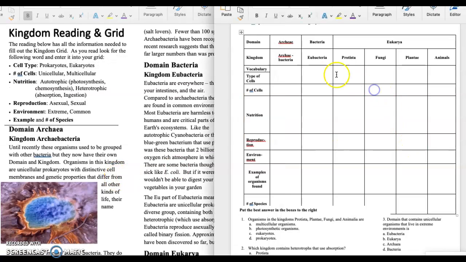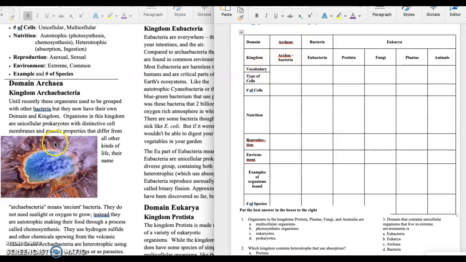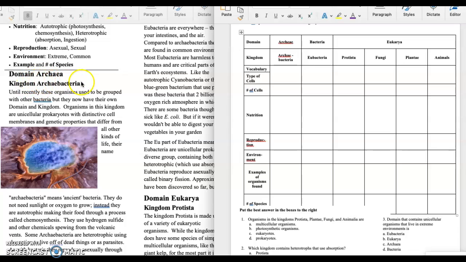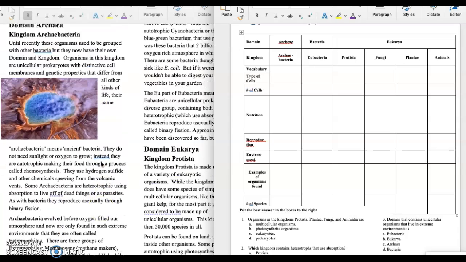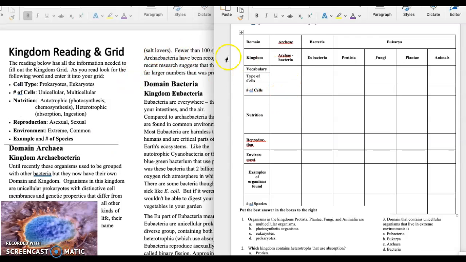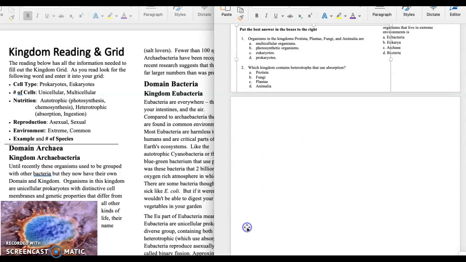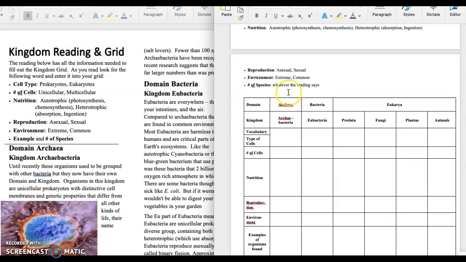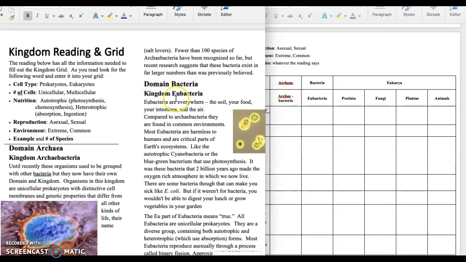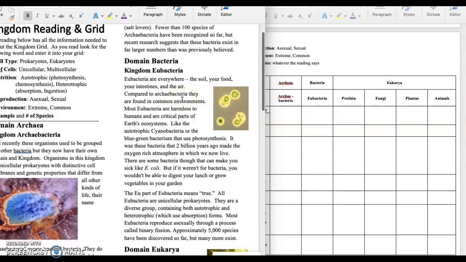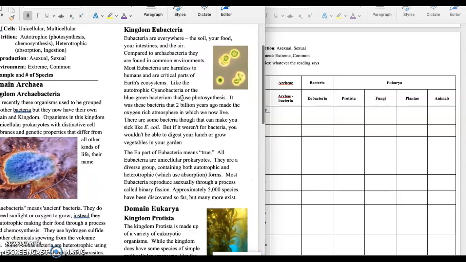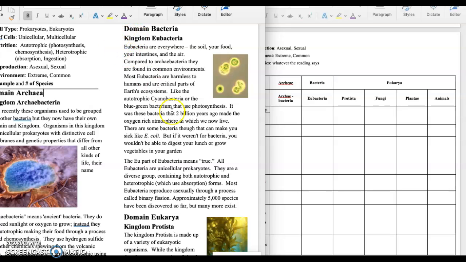So for a quick example, here are our domains: archaea, bacteria, eukarya. Underneath archaea, we have archaebacteria. And look at that, we've got kingdom archaebacteria. So we're going to read about archaebacteria, which goes to right there. And while we read that, we will have enough information to fill in this entire grid. Once we've done that, domain bacteria, kingdom eubacteria, because there's two kingdoms of bacteria, fill that in. So there's those two paragraphs on bacteria.